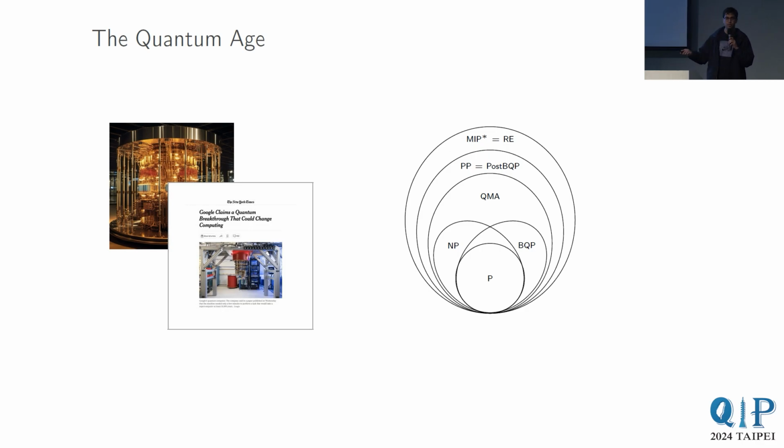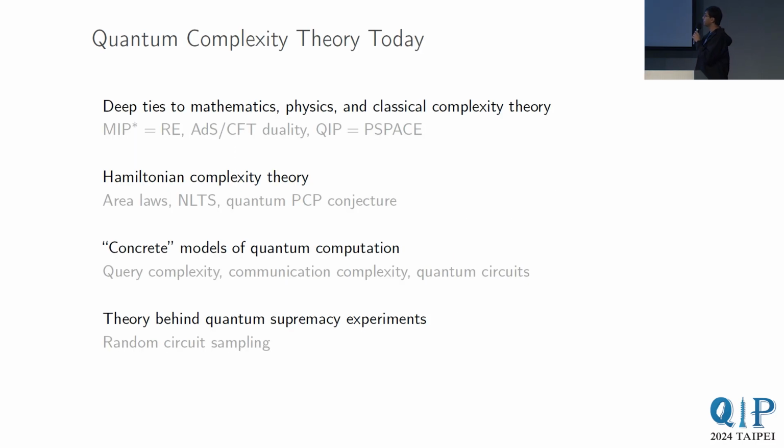Like we started thinking about quantum computers because quantum computation was an extension of the classical notion of efficient computation. So all of this is in some sense rooted in complexity theory. And today, quantum complexity theory is like a rich and broad field with connections to a bunch of different areas, deep ties to mathematics, physics, and even classical complexity theory.